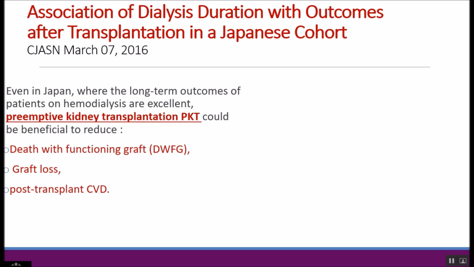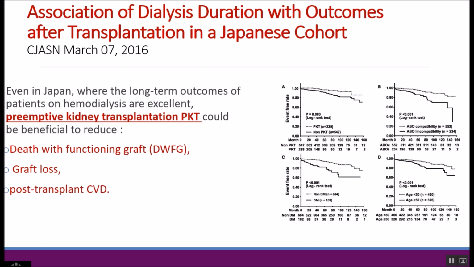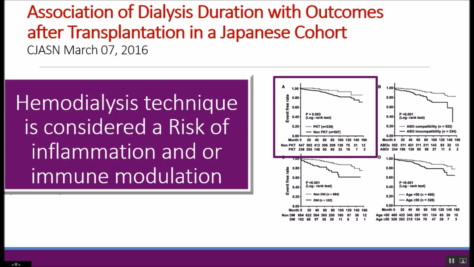The association of dialysis duration with outcome after transplantation in the Japanese cohort identified that preemptive kidney transplantation could be beneficial for death with functioning graft or graft loss, or for patients with post-transplant cardiovascular disease, meaning that the current hemodialysis technique is considered a risk of inflammation and or immune modulation. While adequacy is achieved, still the hemodialysis technique carries a risk of inflammation.